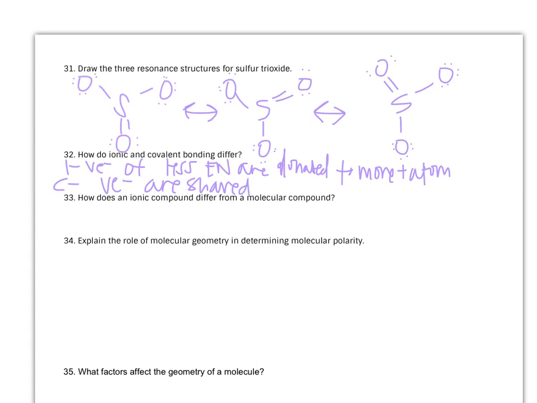Okay, number 33 asks, how does an ionic compound differ from a molecular compound? So remember, a molecular compound like water exists where you can have 6.02 times 10 to the 23rd water molecules because they're each a separate thing. So they are individual units existing on their own. Sure, they're all floating around together, but they're still individual water molecules.